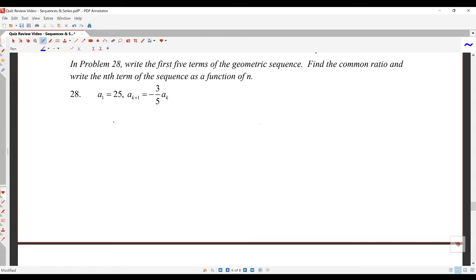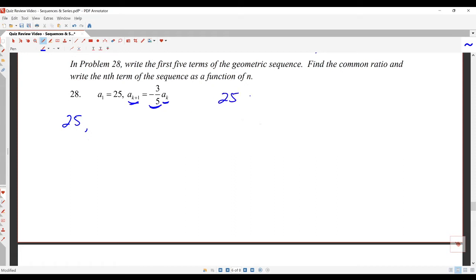All right, let's go ahead and start with number 28. Write the first 5 terms of the sequence, find the common ratio, write the nth term. We've got 3 things to do here. Our first term is 25, and then we're going to multiply by negative 3/5. Again, this says take a term, multiply it by negative 3/5, we get the next term.